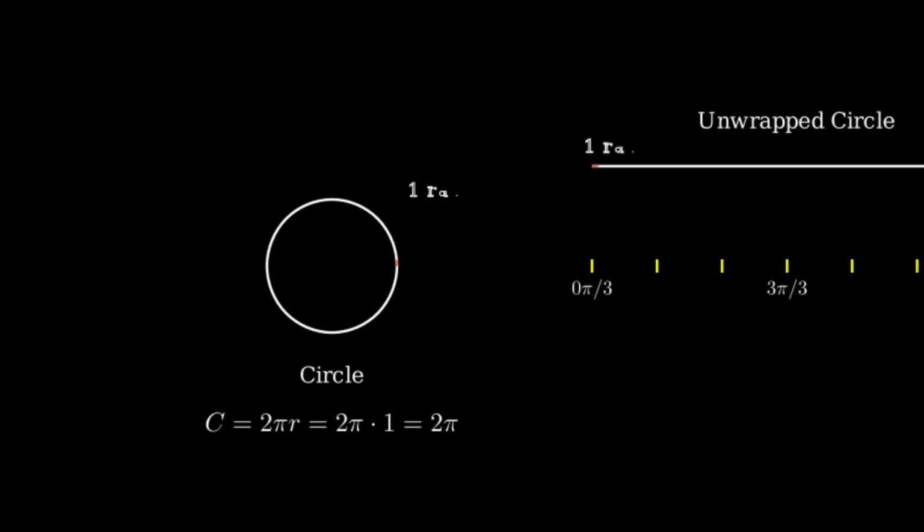Now let's explore what exactly 1 radian means. It's a key concept that makes radians so useful in mathematics. 1 radian is defined as the angle formed at the center of a circle when the arc length equals exactly 1 radius. Think of it this way. If you walked along the circle for a distance equal to the radius, you would have traveled 1 radian of angle from your starting point.